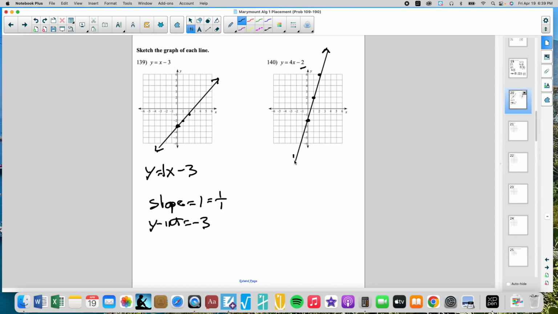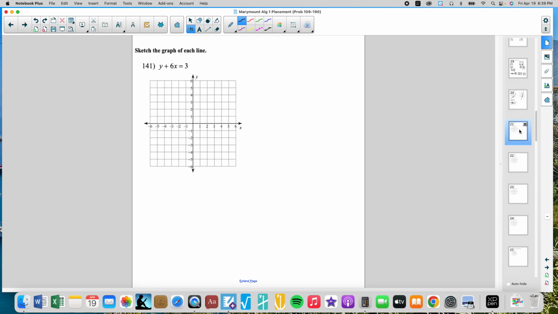Let's make arrows, and that is our graph. So this is not in any form. We're going to convert it to slope-intercept form because converting to slope-intercept is putting y by itself. So we're going to subtract the 6x. We get y equals negative 6x plus 3.